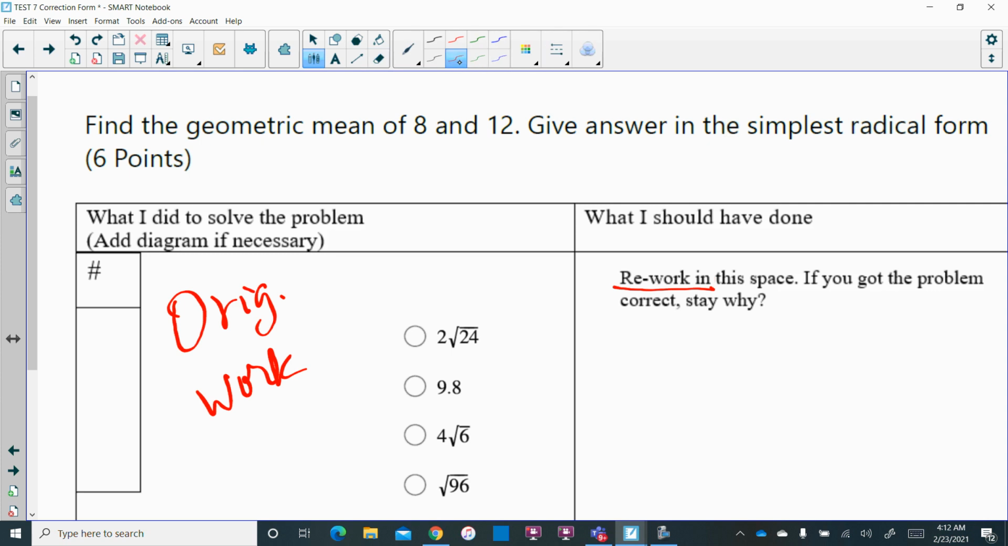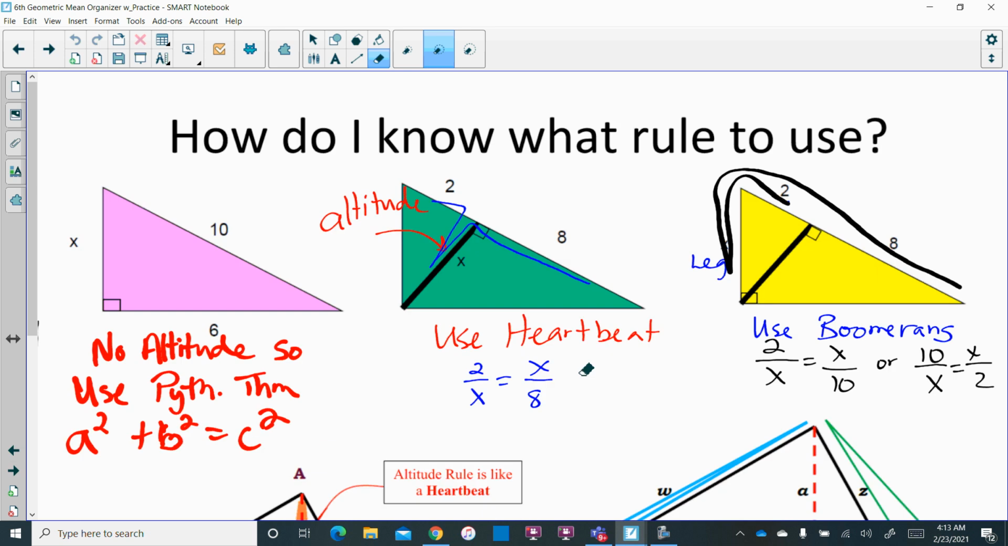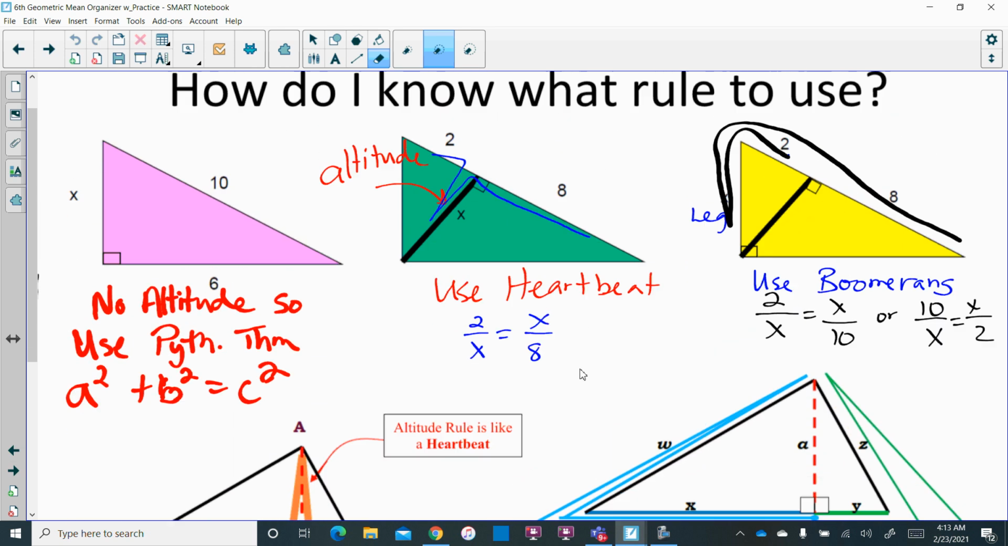For this section, because it's dealing with geometric mean, you could have used this graphic organizer to help you know what to do. It breaks down the different types of problems using geometric mean: the two-number rule, which is basically what we're doing on the first two, and the setup that you need for that; the altitude rule; the leg rule, left or right; and then this was on the back. How do you know which rule to use, okay?